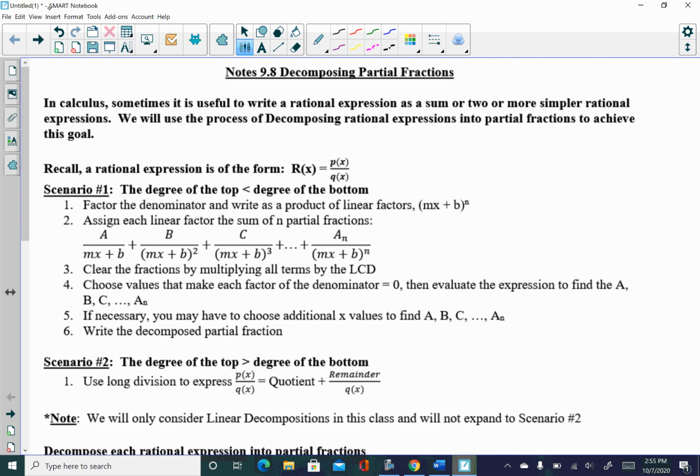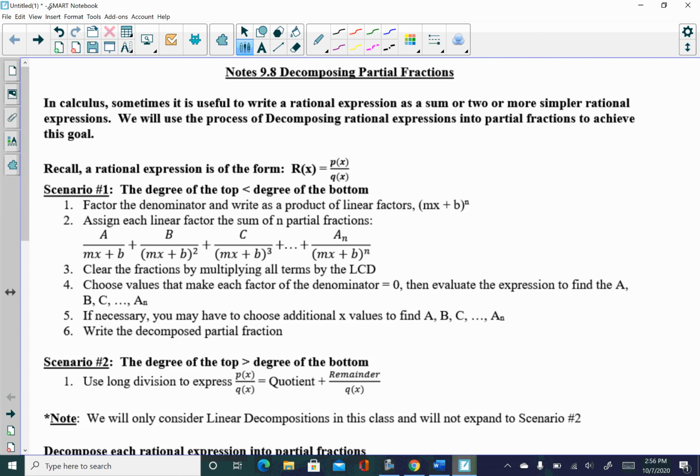Hi there. So in this section, we're going to look at decomposing partial fractions, and I'm going to go ahead and start with a disclaimer. For those of you that this is your last math class, you will never find another use for decomposing partial fractions. I said it.